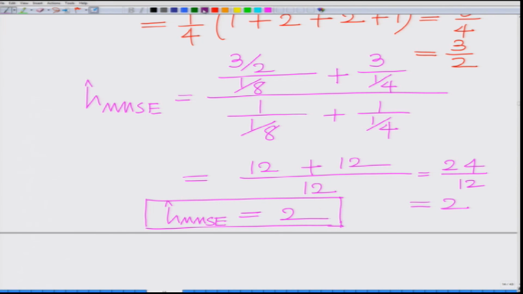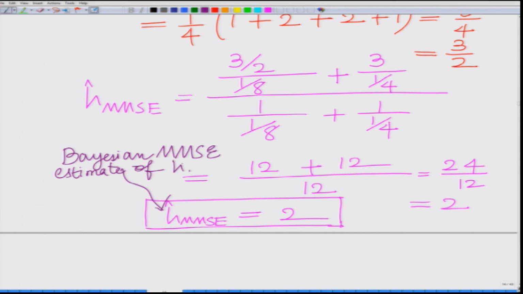This is the MMSE. Let me just write that again. This is the Bayesian MMSE estimate of the parameter H.